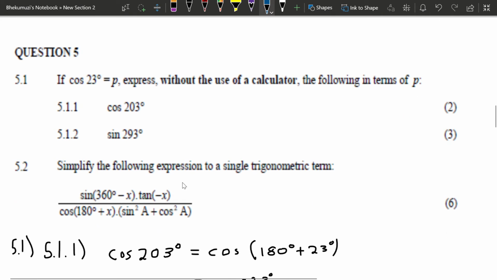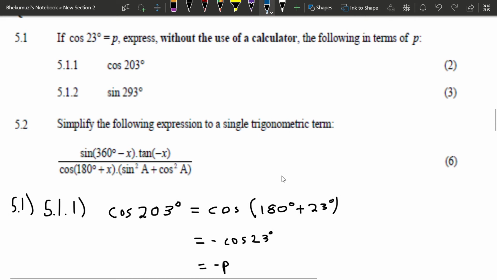So here are some examples that we could do. The first one, 5.1: if cos 23 degrees equals p, express the following in terms of p without using a calculator. 5.1.1 says cos 203 degrees. You should notice that it's actually 180 degrees plus 23. Because of our reduction formula, when it is 180 plus that angle 23 degrees, we find that it is negative cos 23, so it's negative p.